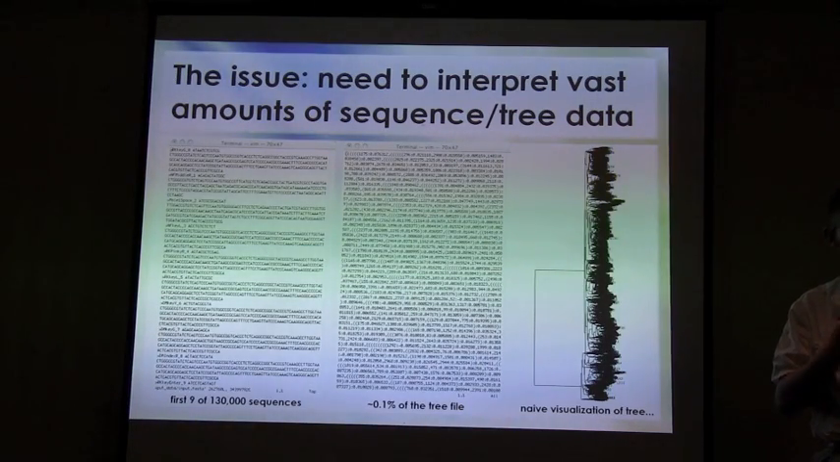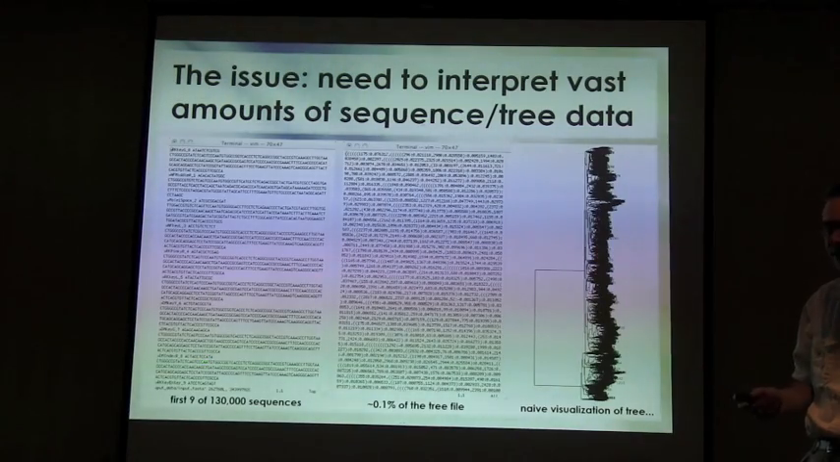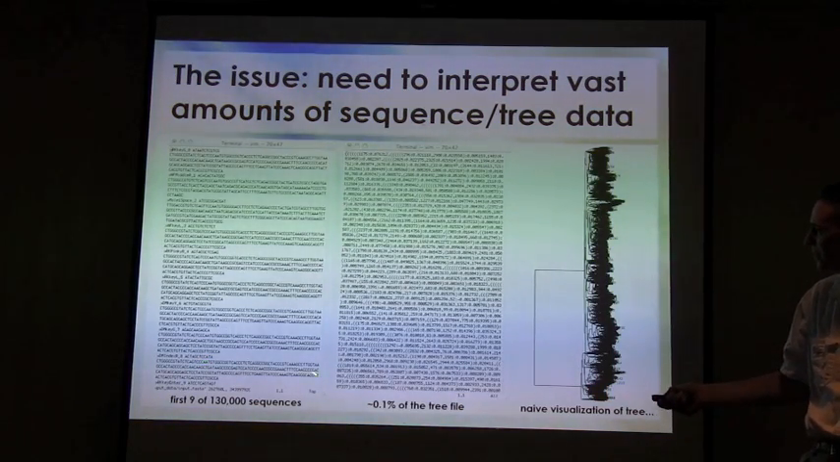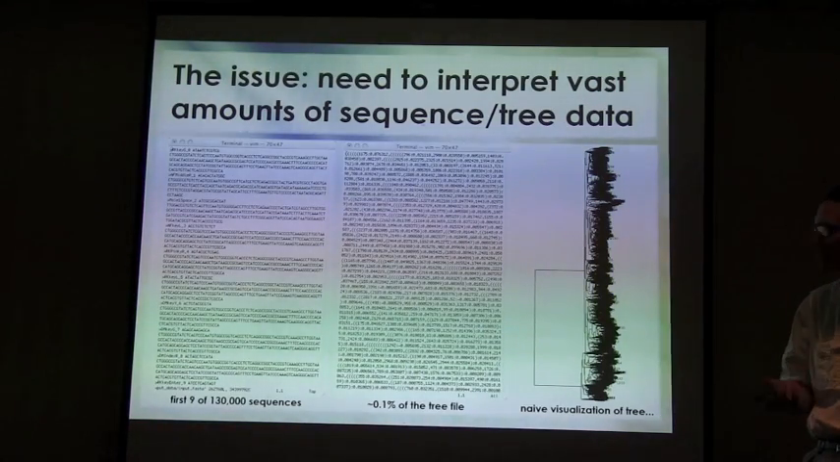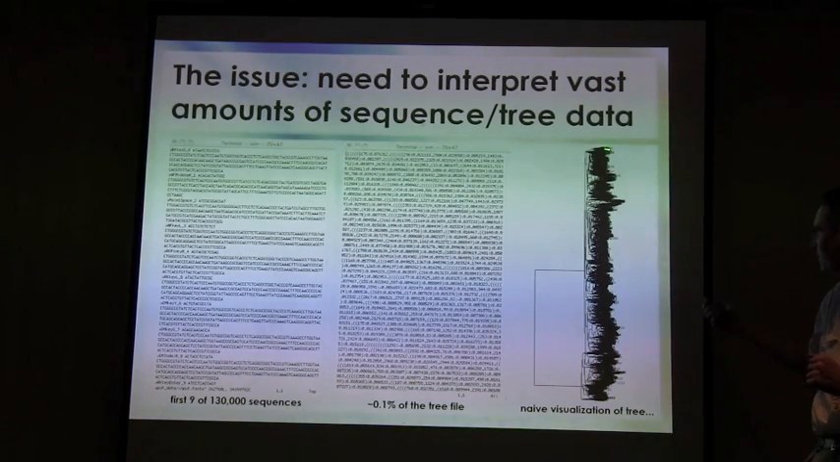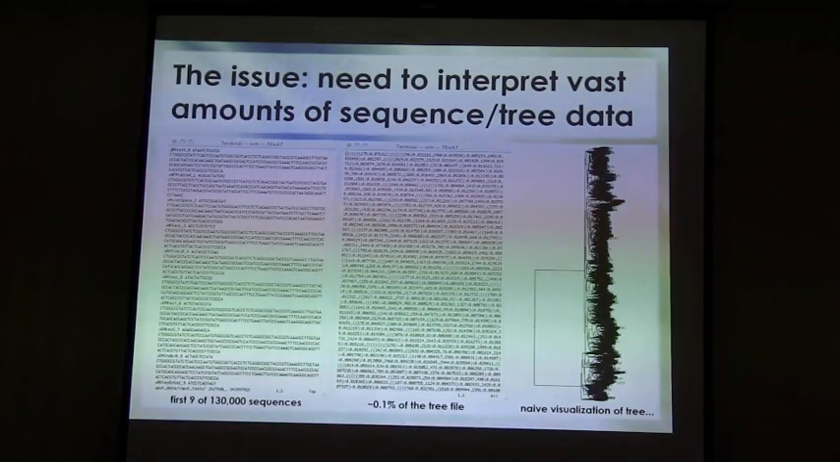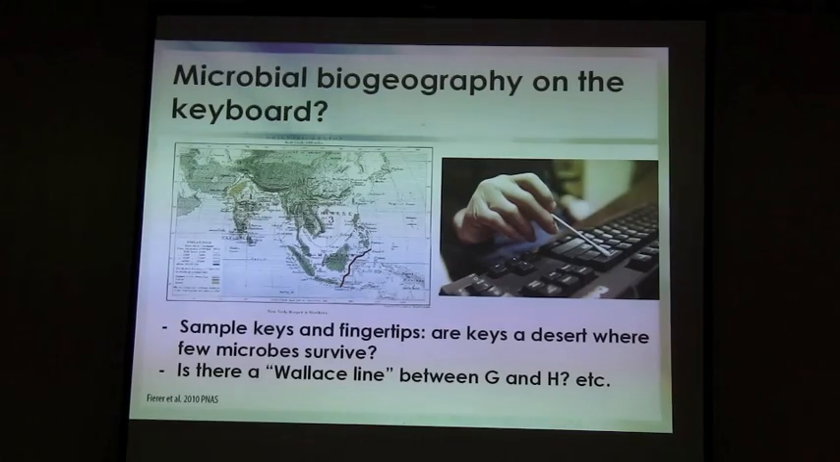But then the issue is that you run into this problem, which I think is also familiar to a fair number of you, and is a backdrop to this workshop: interpreting all the sequence data in the phylogenetic trees is really hard. Just to illustrate this, I'm showing you the first 9 out of 130,000 sequences from a recent project we did with Noah Fierer's group. Here's the first 0.1% of the tree file, and here's what happens if you just do a naive visualization of the tree. You can really tell that you've got your work cut out for you understanding this if you try to view the data in this form.